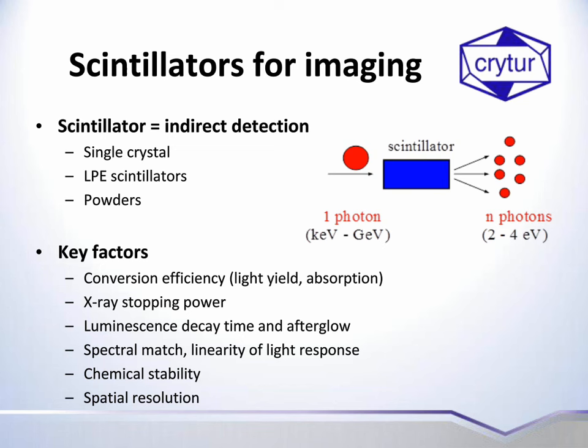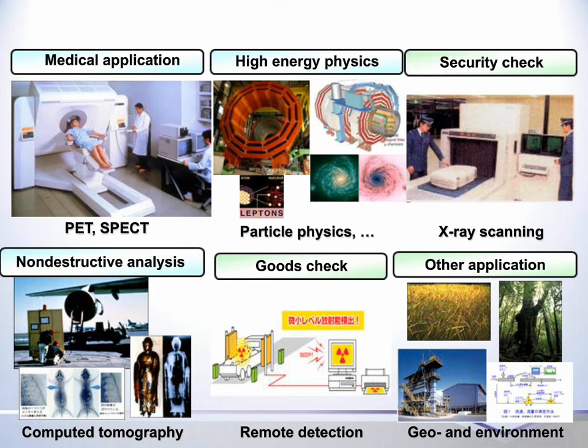There are also other properties such as chemical stability, which is hygroscopicity, and then spatial resolution. This is what we are actually going to talk about at the end. So there's a list of several applications that you might be familiar with, such as metal gate applications, high energy physics, security check, non-destructive analysis, and other applications, which tells us where scintillators are used and employed for some functions. So you can see that scintillators are basically almost everywhere around us.